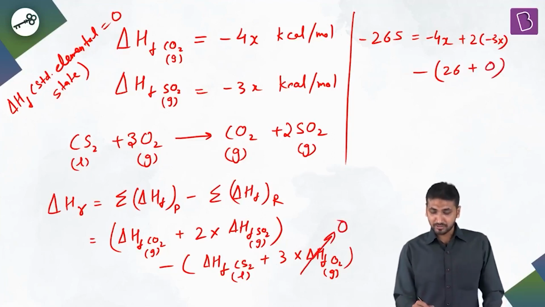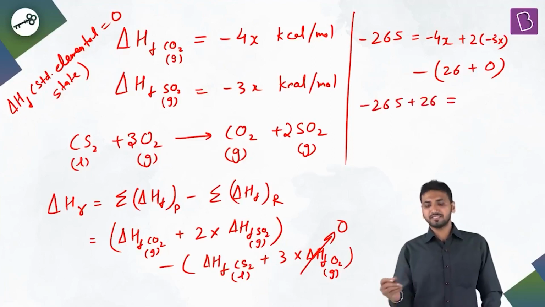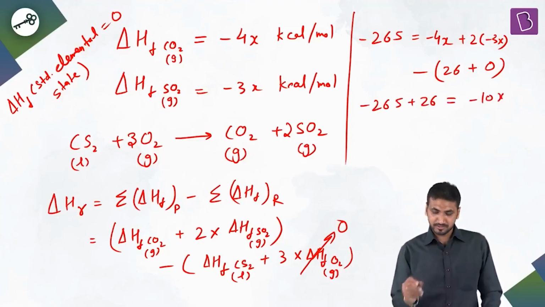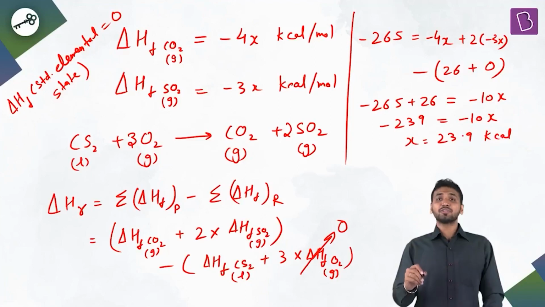Now if you solve this, minus 265 plus 26, and minus 4x, 3 into 2 minus 6x, this is going to be minus 10x. Now if you solve this, 265 minus 26 will be 239. Minus 239 is minus 10x, and x is going to be what? 23.9 kilocalorie, right? So is it going to be the final answer?